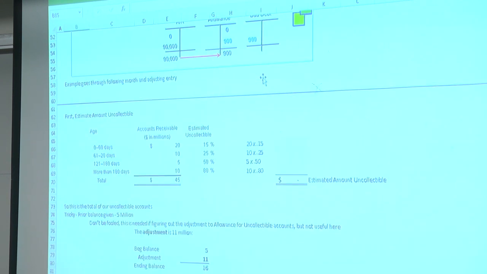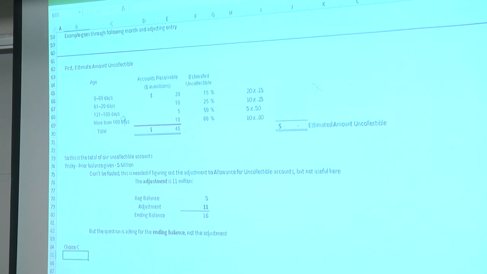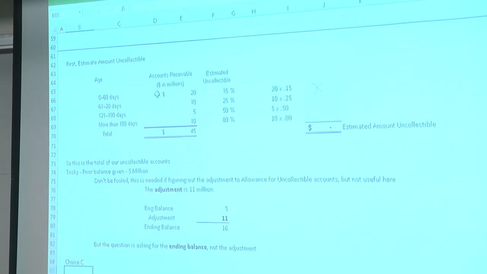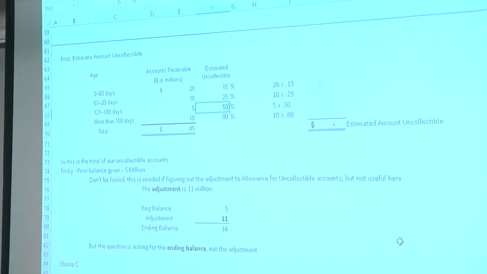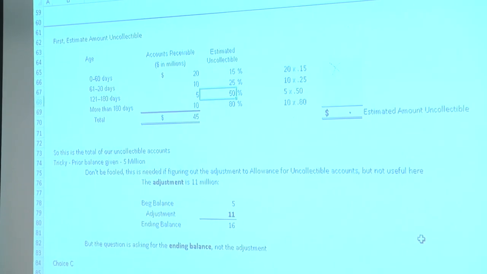Let's look at the data we have in our specific question. I copied the table down here. So the first step is to estimate the amount uncollectible. Now, this is pretty straightforward. If you do a couple of examples of this, you'll get used to it very quickly. We have account ages here, and we have the amounts here, and our estimated portion that's uncollectible for each age. So all you have to do is multiply the amount by the rate that we think it's uncollectible.